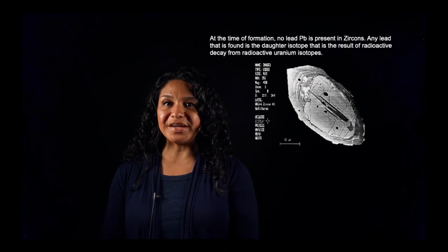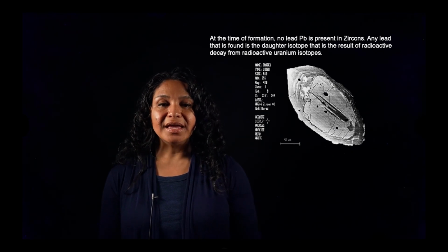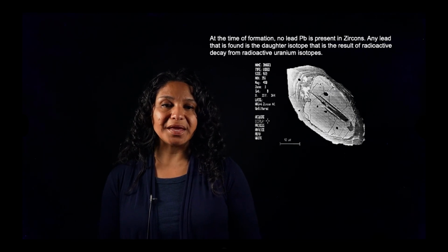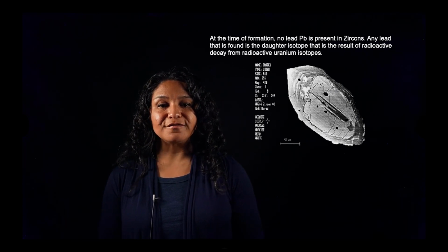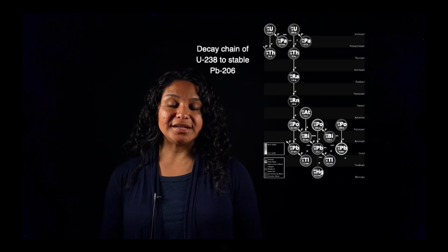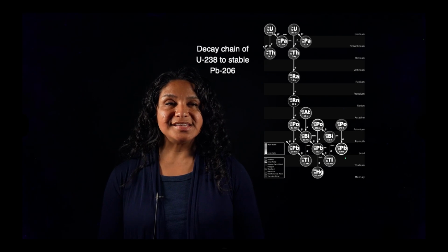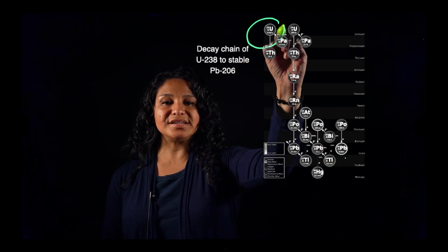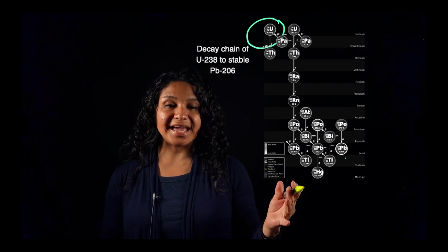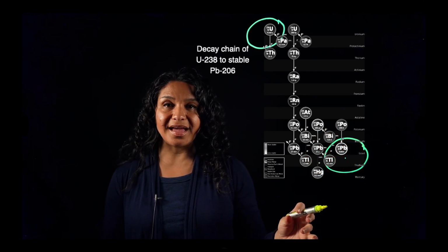So this is a microscopic picture of a zircon, which is very useful for dating rocks because at the time of formation, there is no lead present in the zircon. So any lead that's found, the daughter isotope, is the result of radioactive decay from the radioactive uranium isotope. So in this slide, we see the decay chain of uranium-238 to a stable lead-206 isotope. As you can see, we start out with the radioactive uranium isotope, and then it goes through a series of alpha and beta decay, and then eventually it ends up as a stable lead isotope in the end.